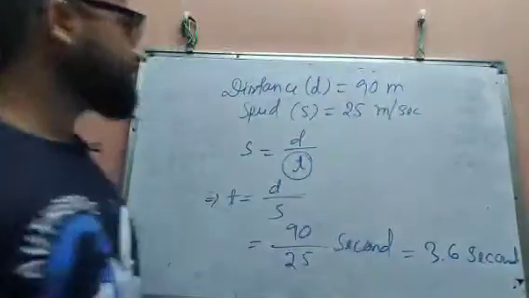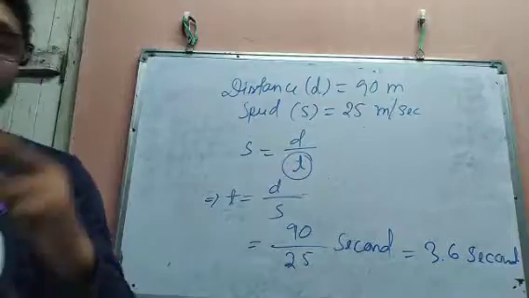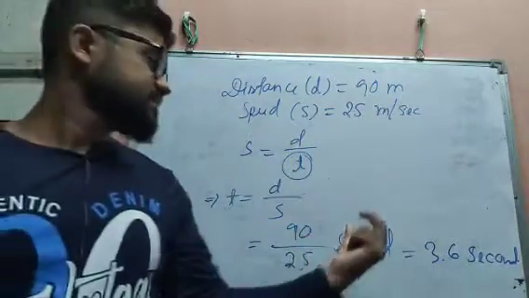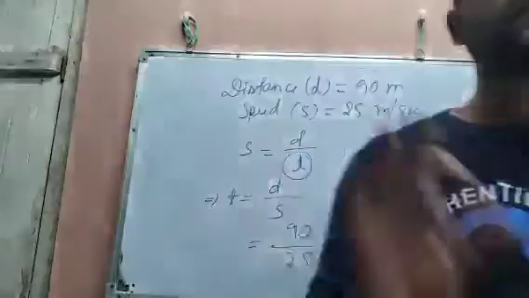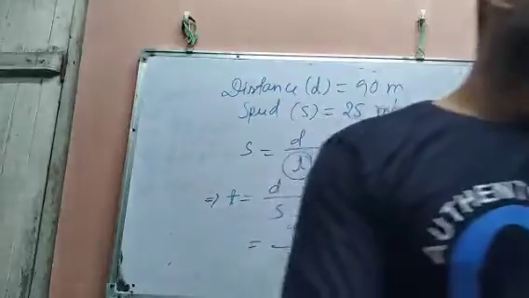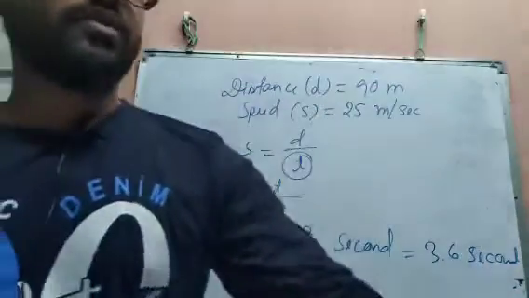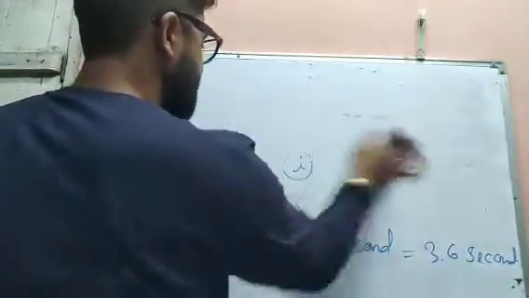That means to cover 90 meter it will take 3.6 second. Okay, so this is how we have to find the unknown when the two values are given. Okay, again next we have to convert. See, next we are asked to convert, see the next question, 36 km/h to meter per second.